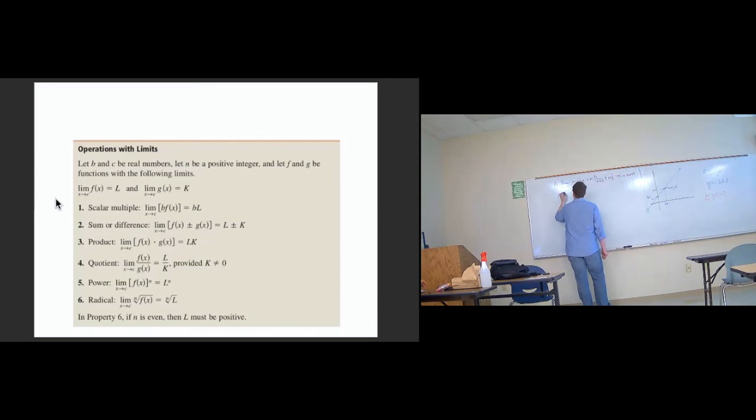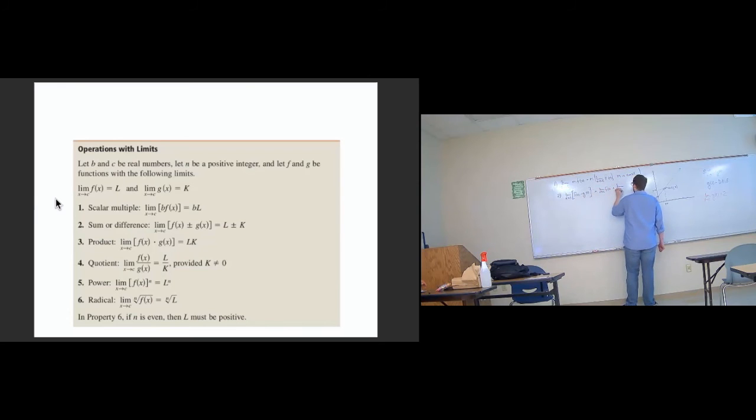Two is saying the limit as x approaches c of f of x plus g of x. Well, this thing is going to be the limit as x approaches c of f of x plus the limit as x approaches c of g of x.